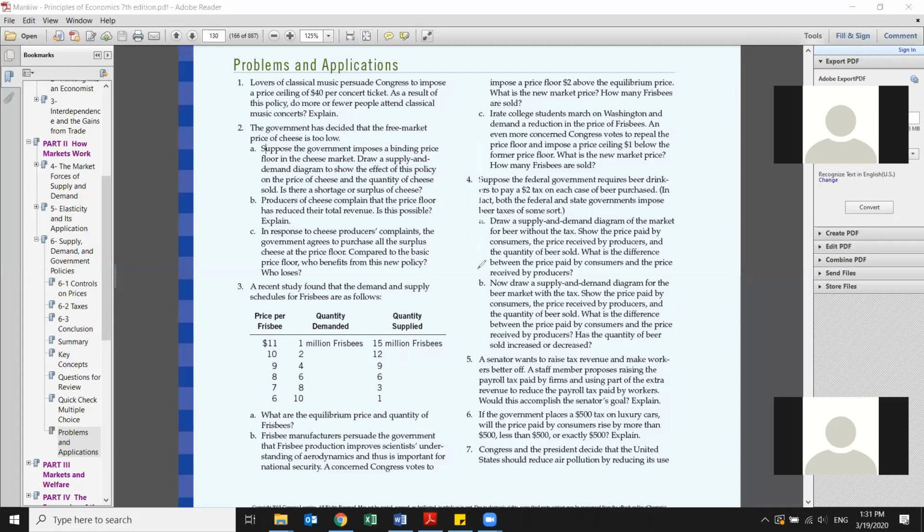Let me use the black, like this. Supply, demand. This is equilibrium. This is quantity. This is price. And the price floor binding is here, guys. So this is a surplus. So they will create a surplus. Okay, now I can erase this.